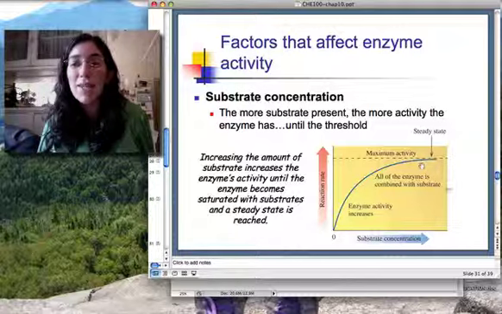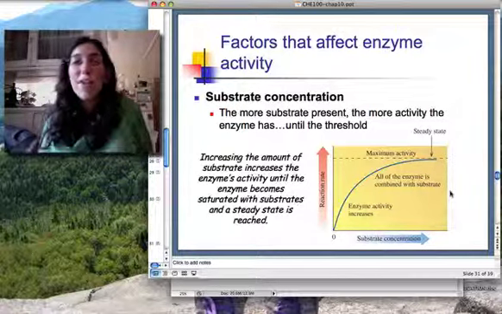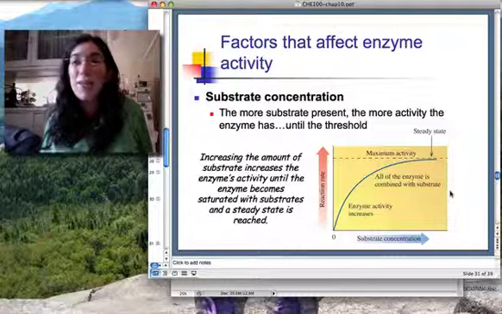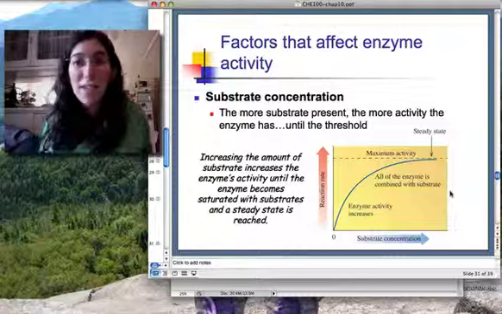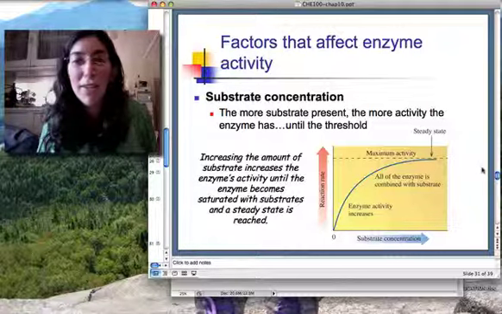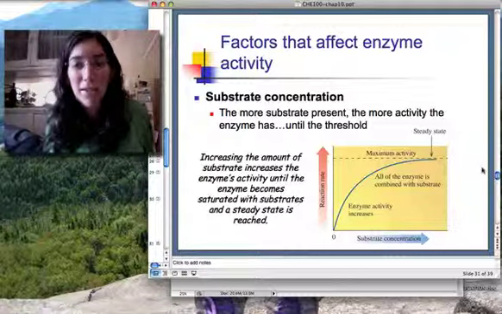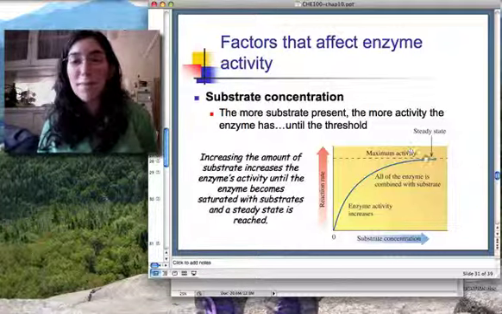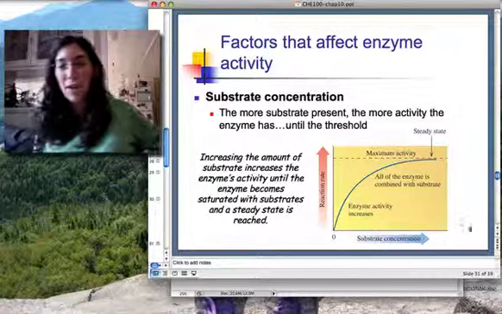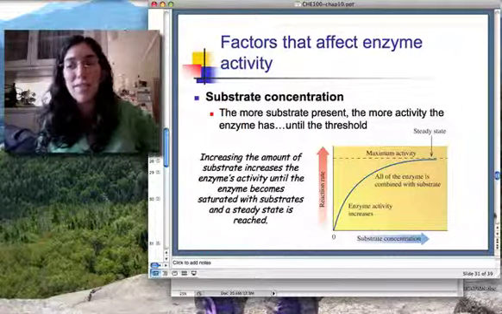Basically what it means is that at some point you saturate the enzyme's ability. It's working as fast as it can, and it can't work any faster. So no matter how much more substrate you give it, it's not going to be able to work any faster. Sort of working at its maximum speed here. That is called the steady state.